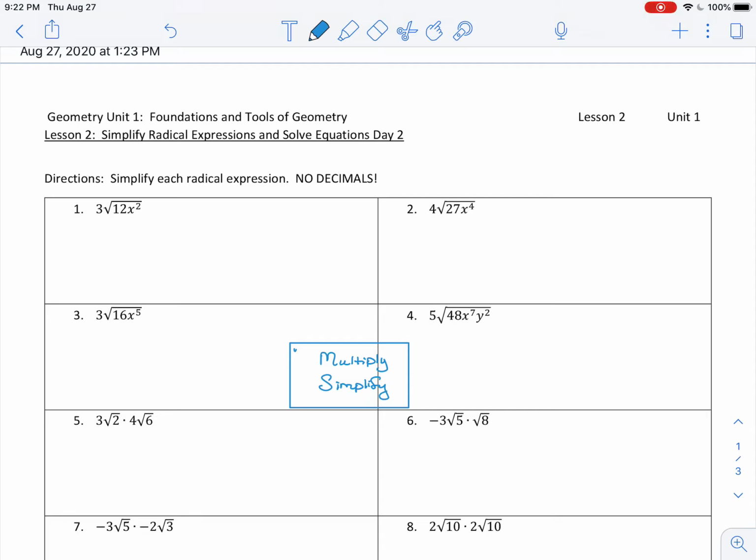Hi, geometry students. We are looking at lesson 2, day 2. So we're still caring about radicals and square roots and looking for pairs to make perfect squares. But now we're going to build on that, and we are going to be simplifying an expression that has multiplication in it. So you should have your workbook out. You should be on page 5.